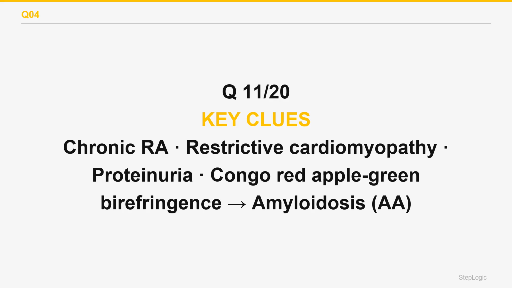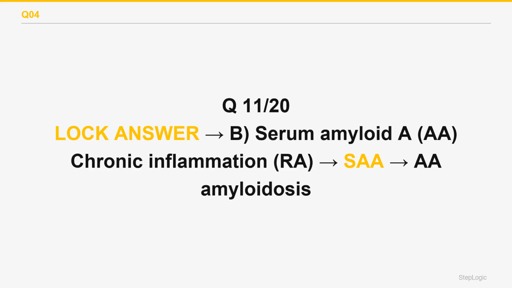This patient has long-standing rheumatoid arthritis, a chronic inflammatory disease. Chronic inflammation produces serum amyloid A as an acute phase reactant, which is processed into AA amyloid. So this is secondary, or AA, amyloidosis, driven by chronic inflammatory conditions like RA, inflammatory bowel disease, and chronic infections.